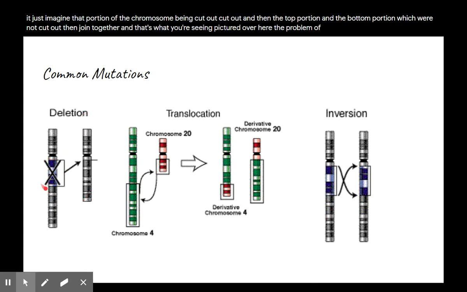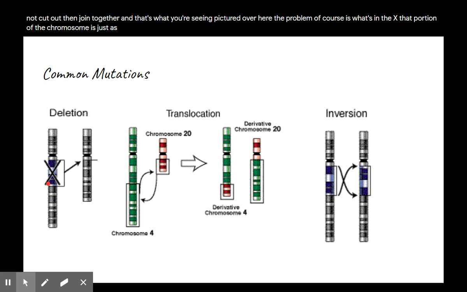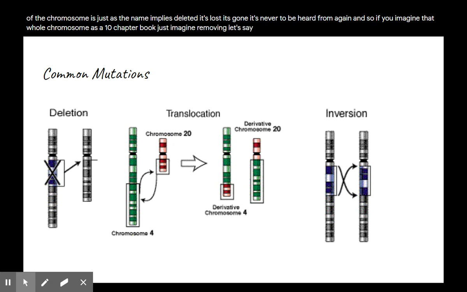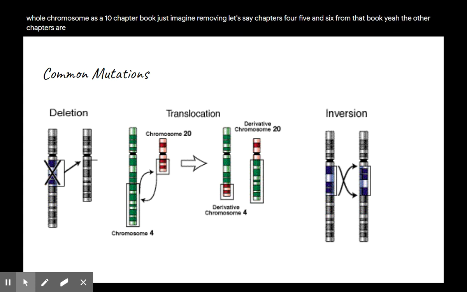The problem, of course, is what's in the X. That portion of the chromosome is just, as the name implies, deleted. It's lost, it's gone, it's never to be heard from again. And so if you imagine that whole chromosome as a 10-chapter book, just imagine removing, let's say, chapters 4, 5, and 6 from that book. Yeah, the other chapters are still there, but they also don't make as much sense as they used to.